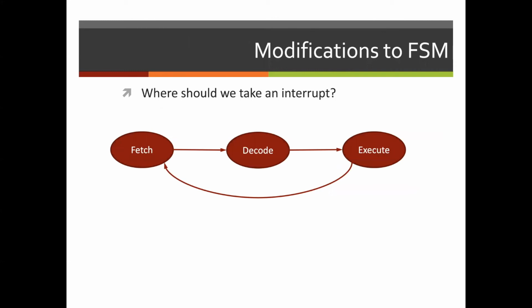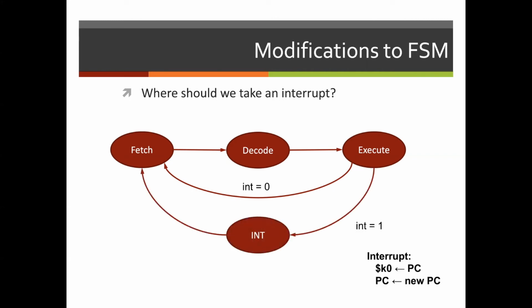And so we have our finite state machine where we have our microstates of fetch, decode, and execute. Where exactly would we need to handle an interrupt, and what modifications do we need to make to our finite state machine in order to accomplish this? So in order to accomplish this, we can make a modification to the finite state machine and introduce a new macro state that can handle appropriate interrupts.